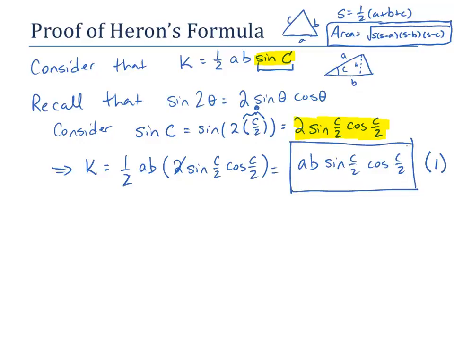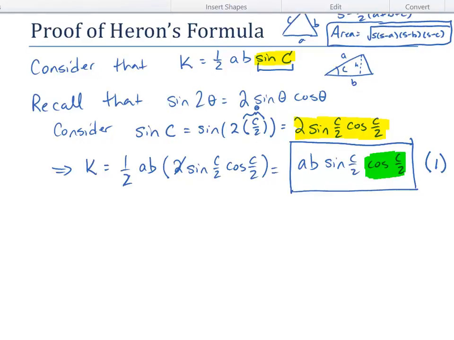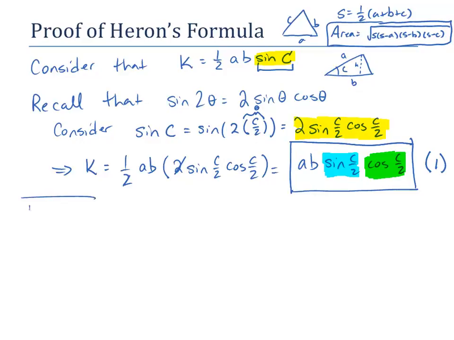Basically what I'm going to do is look at these two pieces here, and I'll highlight them in green and blue. First I'm going to look at cosine of C over 2, and then I'm going to look at sine of C over 2, each separately, and plug in some results from a little bit of fancy footwork, as it were. So let's consider, and I'm going to go ahead and start with the second one. Let's consider cosine of C over 2.